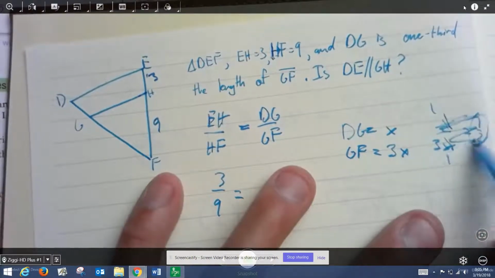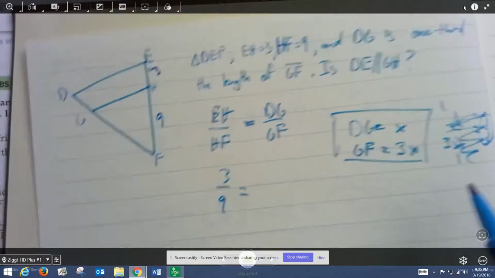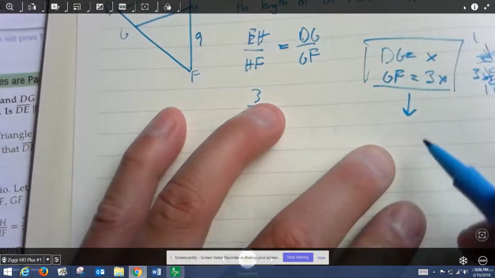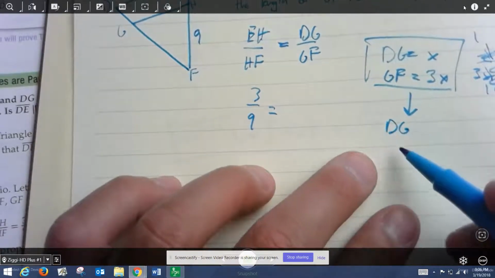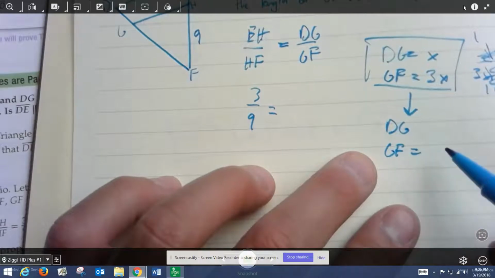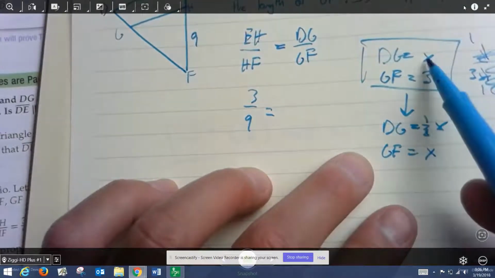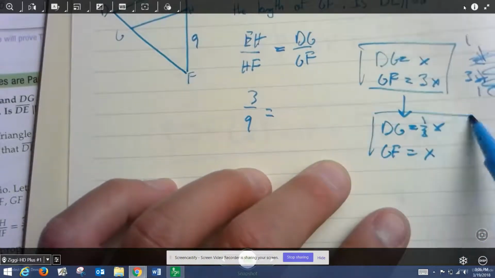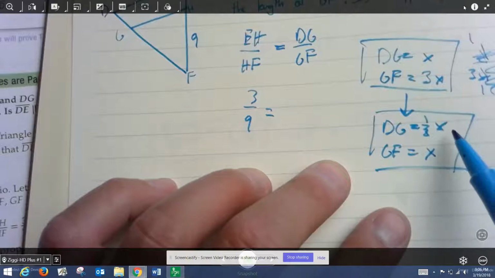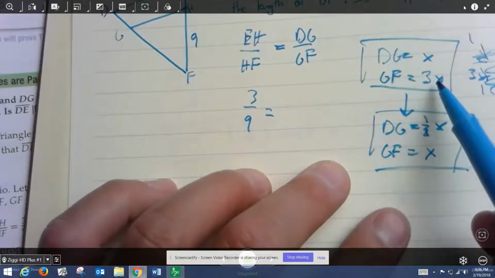Sorry to confuse you there and make a little side note, but that's what I got so far. And you could have set it up like this too. Some other people do this, but I think it makes it a little bit tougher. Some people like to start backwards. They like to say that GF has a length of X, and then DG is 1/3 that length. You can use either one; it does not matter which you decide to use. But I don't like dealing with fractions. So here, DG is 1/3 the length of GF, which is 3X.